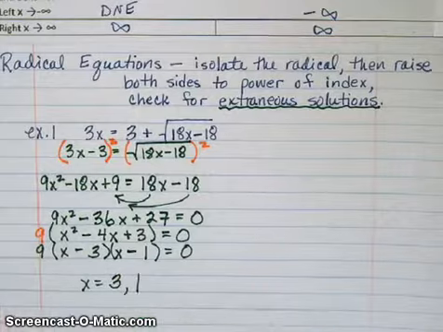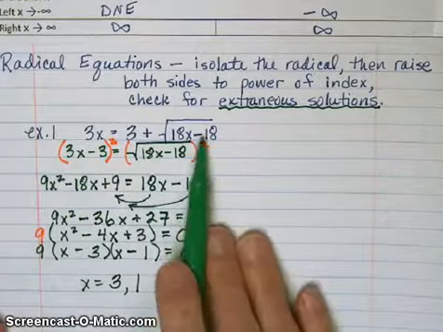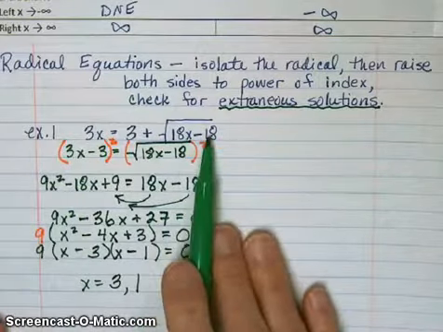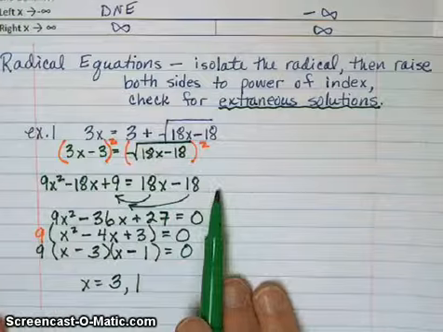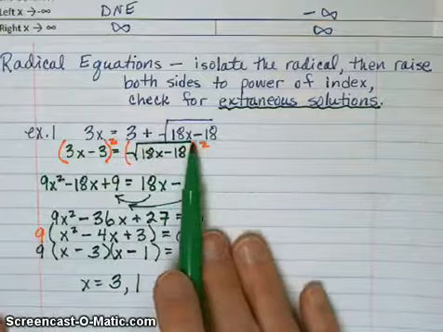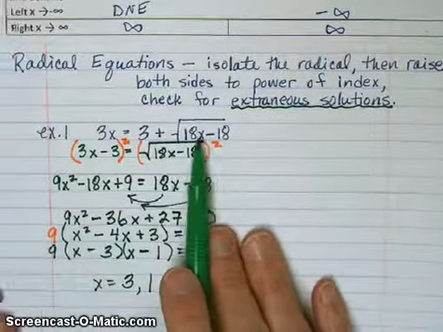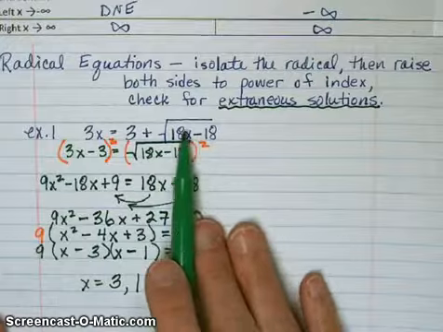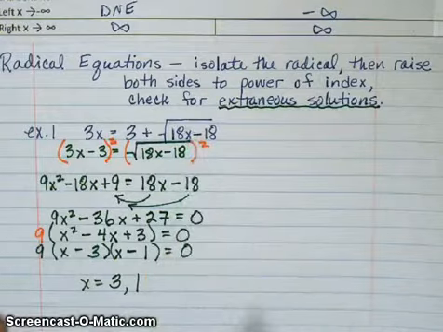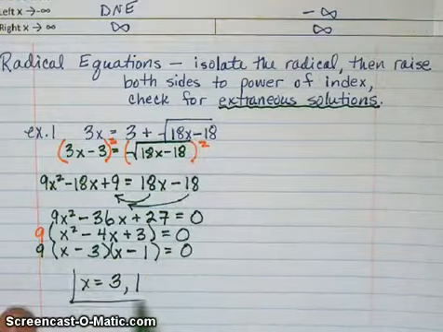Now if I plug those back in, do I still keep the value in the square root positive? Yes. I mean, one of them gives me 18 minus 18, which is 0. I can still take the square root of 0. I just can't take the square root of a negative. All right? So those values do work.